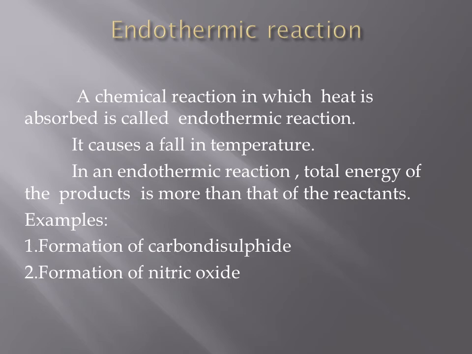You know that air contains both nitrogen and oxygen. The percentage of nitrogen is 78 and oxygen 21%. But under normal conditions, nitrogen and oxygen present in air do not react with each other. But during lightning and thunder, when the temperature is very high, these two gases react together and form nitric oxide. So it is an endothermic reaction.